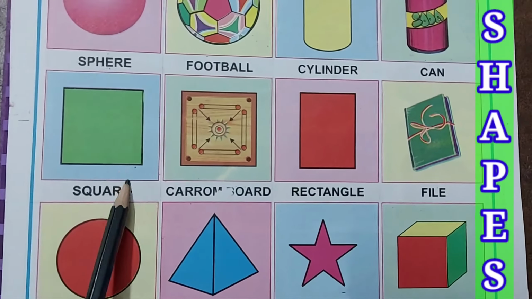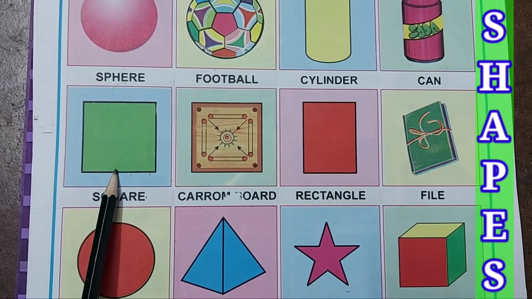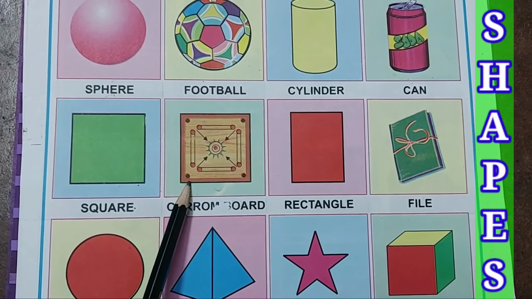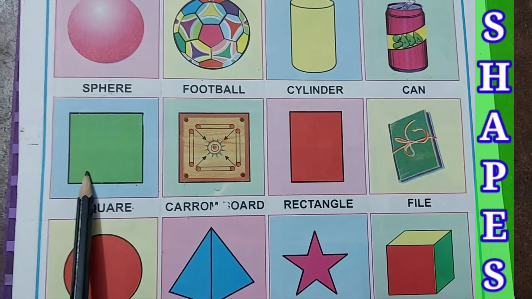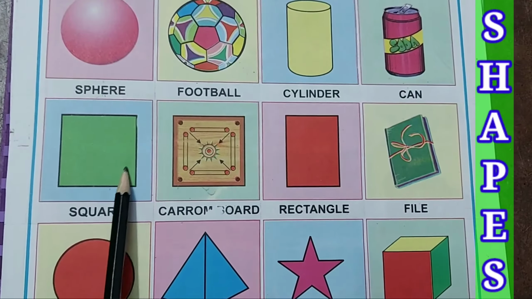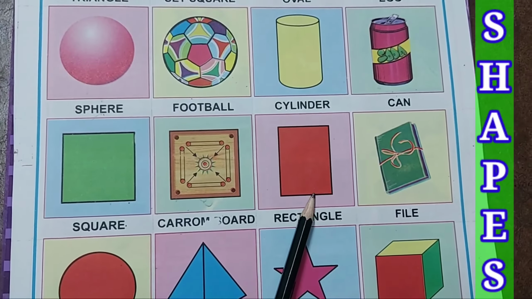Next, come to the next one. This is a square. Yes. A carrom board is a square. Windows are square. Yes. Then square shape objects are carrom board, window, etc.